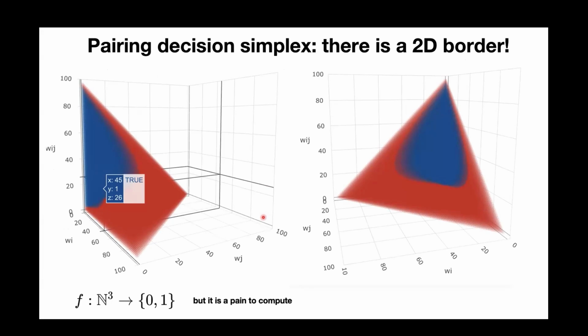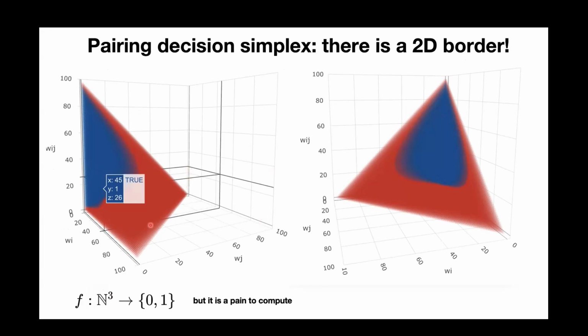Because the entire algorithm gives you a pairing decision based on these three numbers, right? How many wells you find them together, and how many wells you find alpha and beta separately. So the idea is you could just pre-compute it all, right? And this is how it looks. This function takes three integers and outputs a pairing decision.